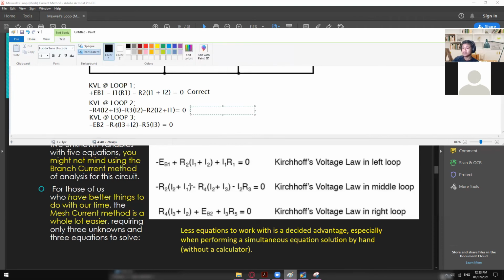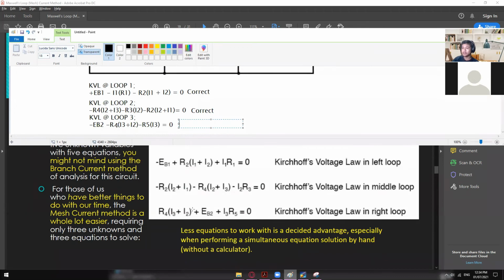So negative R4 times I2 plus I3, and then followed by R3 times I2, which is now this one. And then the last one is negative R2 times I2 plus I1. This one is also correct. And then for the last one, we have here R4 first. So in here we have a negative, in here we have positive. So all you need to do is multiply the entire equation by negative. So this one will become positive R4 times I3 plus I2.